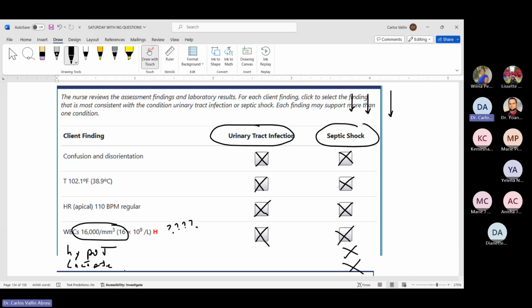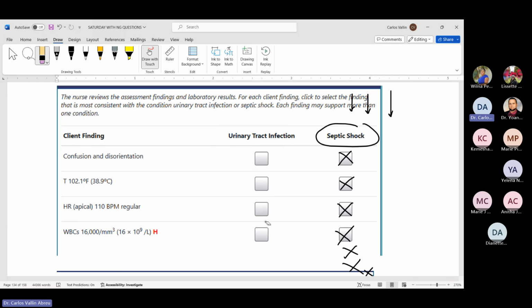The compromise of an organ, for example, pre-renal failure. You don't see pre-renal failure in urinary tract infection. You see pre-renal failure in septic shock. So these questions need more elements to include what we just studied, the pathophysiology of septic shock, to be able to discriminate if this client is having just a simple urinary tract infection or a septic shock.